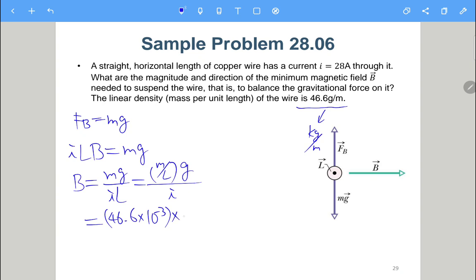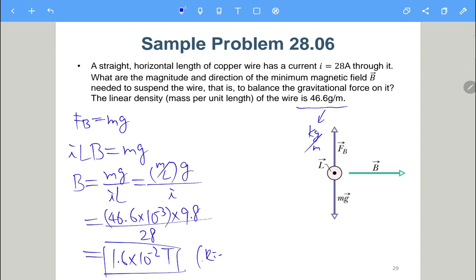Okay, so g is 9.8. And then I is 28. So finally, it is 1.6 times 10 to the minus second power Tesla. Okay, and of course the direction is pointing to the right side. Okay, so this one is simple.